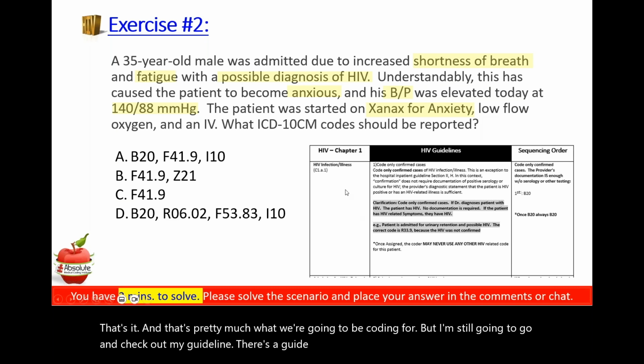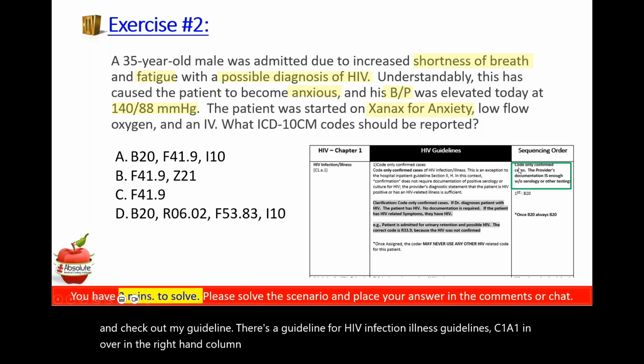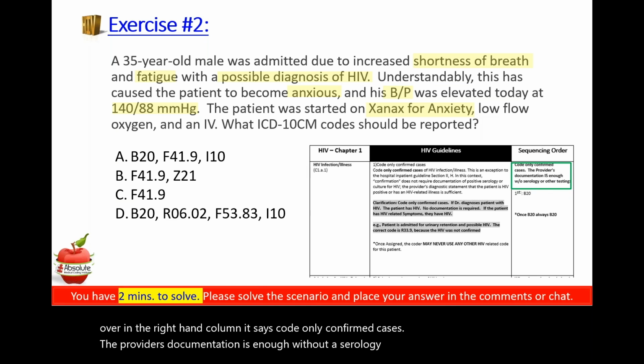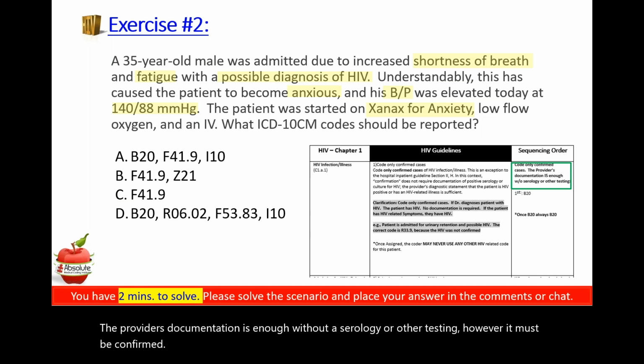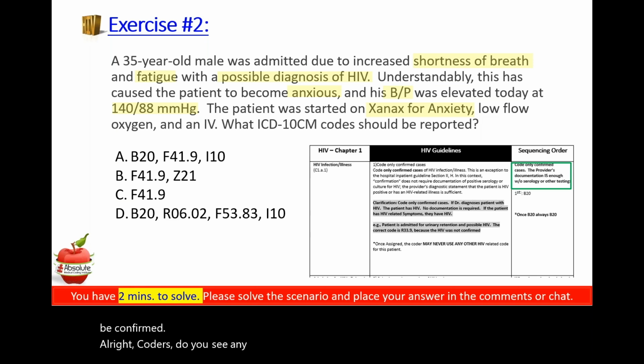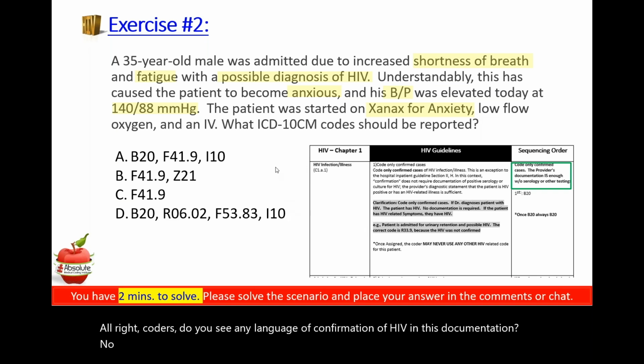There's a guideline for HIV infection illness, guideline C1A1. Over in the right-hand column, it says code only confirmed cases. The provider's documentation is enough without a serology or other testing. However, it must be confirmed. Coders, do you see any language of confirmation of HIV in this documentation? No, I do not either. We just see possible diagnosis of HIV.